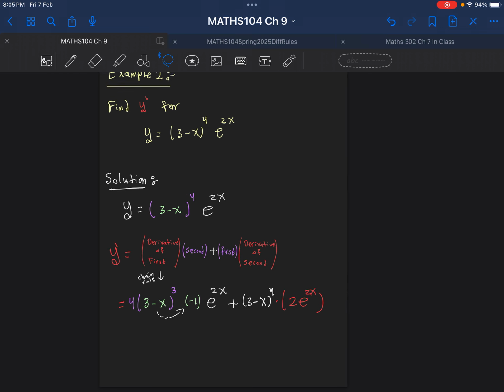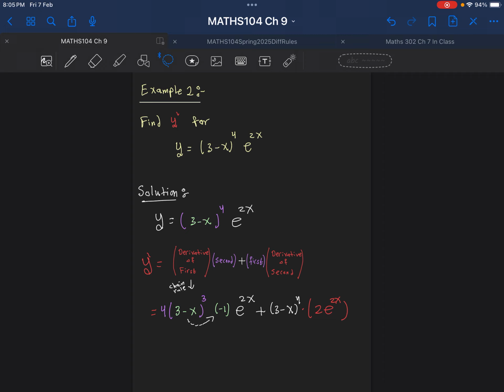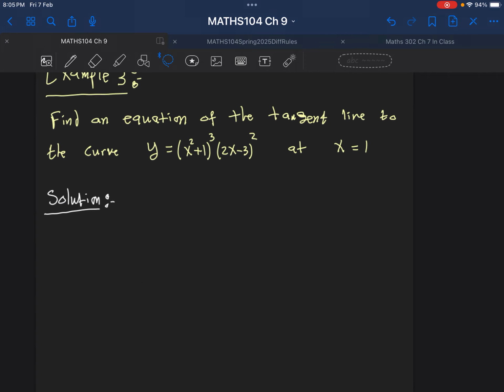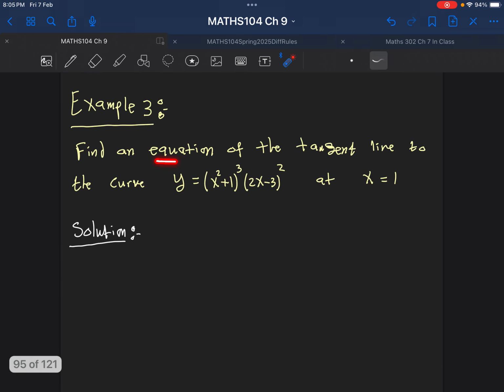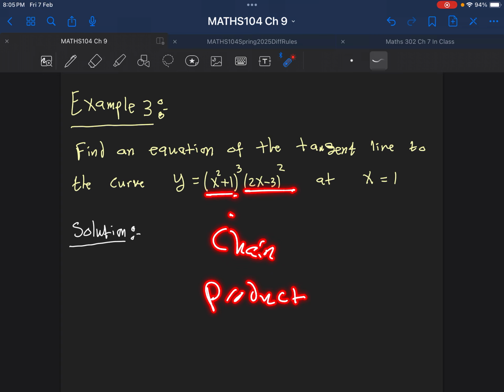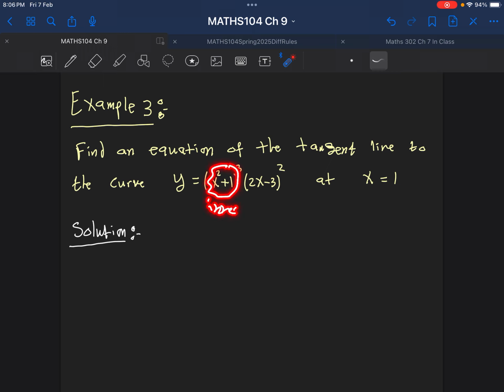And that's the answer for example number 2. Let's go to example number 3 and see what we have here. Oh, we need to find an equation of the tangent line for this function. And clearly I will use the product rule and chain rule. Chain and product. Why product? Because I have two functions multiplied with each other. Why do I need to use the chain rule? Because I have an inner function to some power. So we will use both.